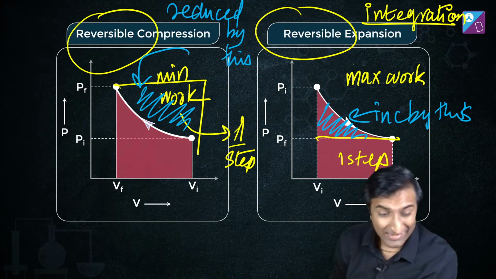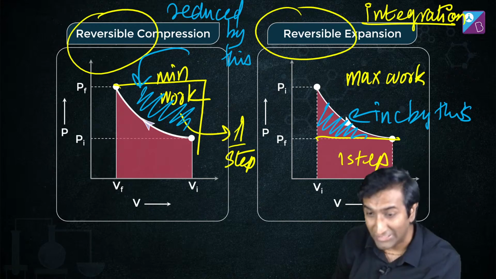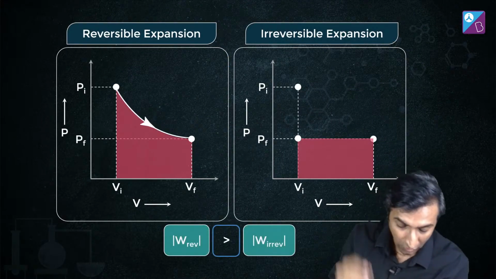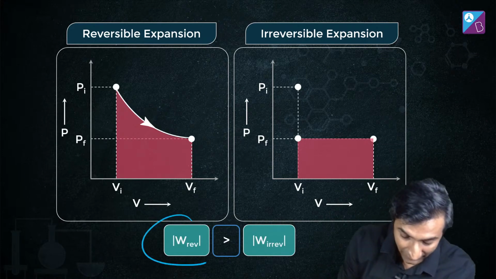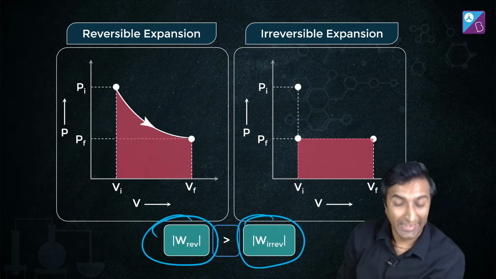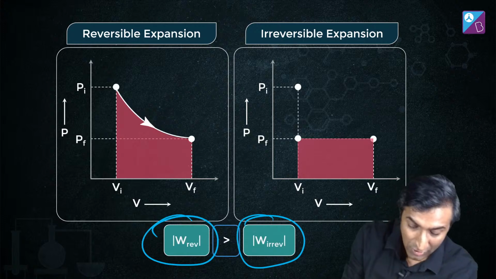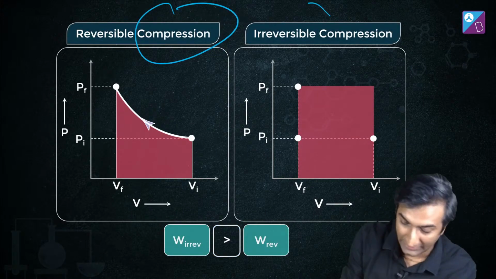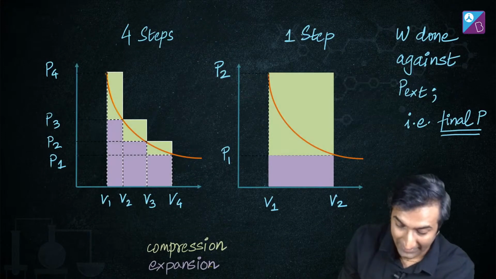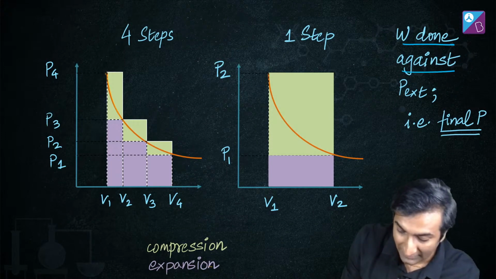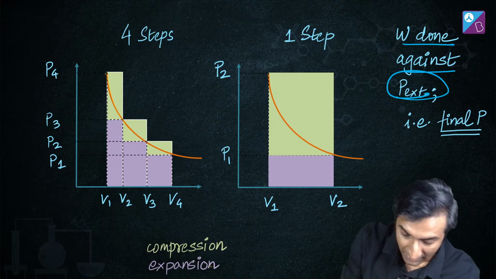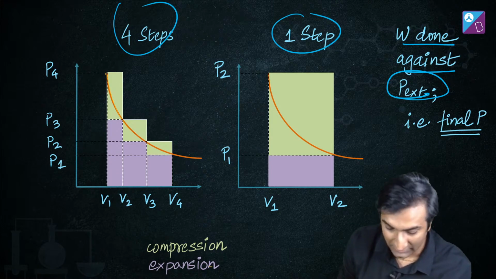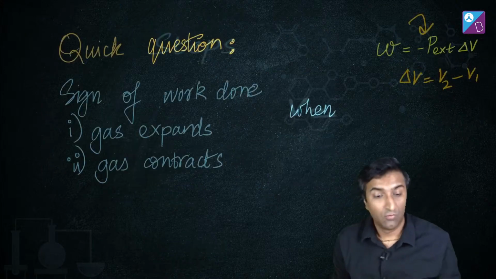Okay, beautiful. Now, this is what I want you to appreciate in thermodynamics and in the first law especially. That's all. So, in summarizing everything, reversible work is greater than irreversible work when you're talking about expansion, and when you're talking about compression, it's the opposite. To summarize all of this, work is always done against some sort of external pressure. Now, if you do 1 step, 4 steps, etc., we can figure out compression and expansion.